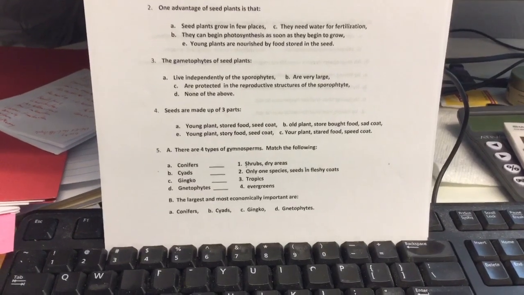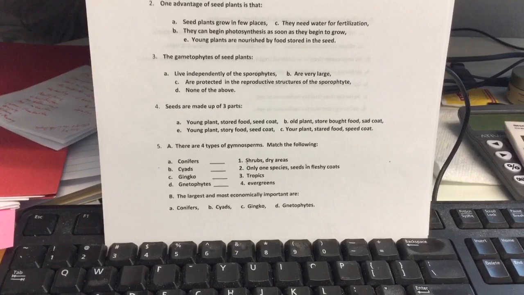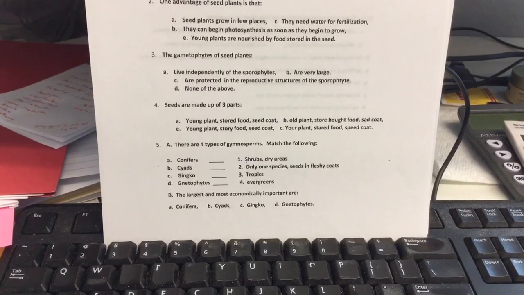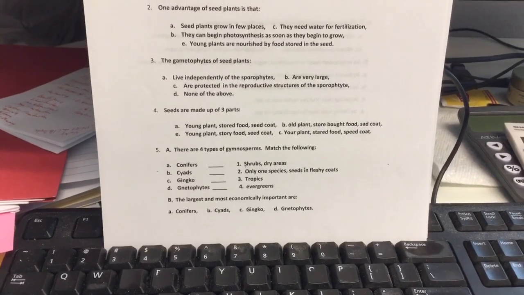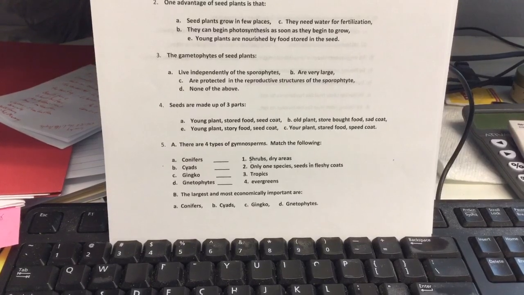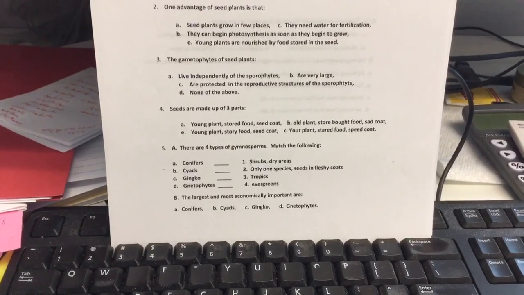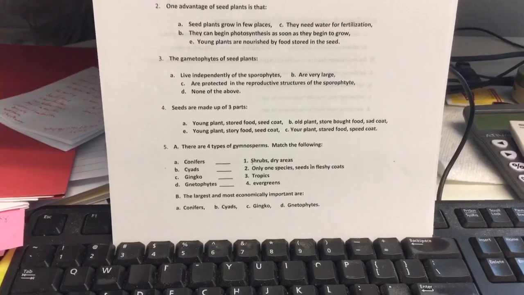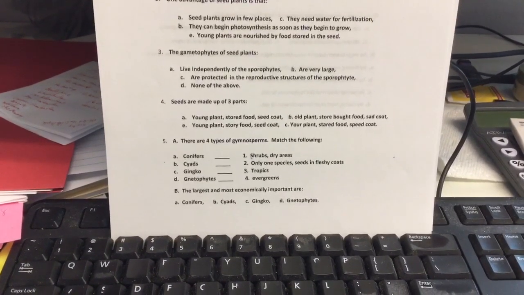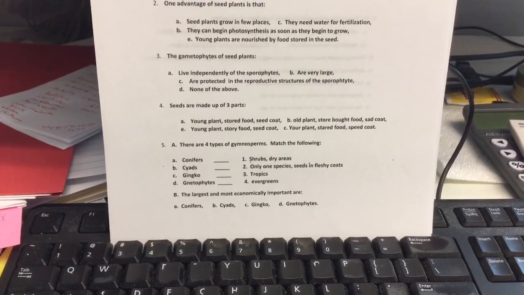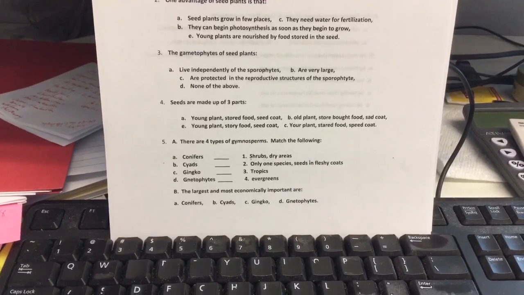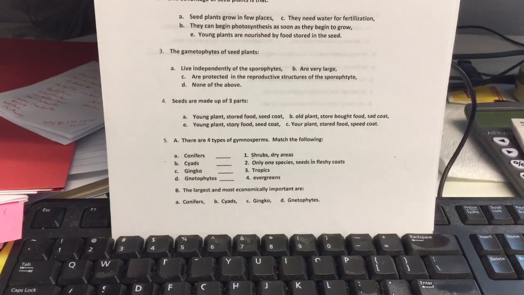But also, if you read the questions carefully, I actually only gave one good answer. It's not going to be an old plant, or store-bought food, or a sad coat. It's not going to be story food in E, maybe a young plant in a seed coat. C, your plant? No. Stared food doesn't even make any sense. Speed coat? I don't know what that would be. But I do know the answer is A. Seeds are made up of 3 parts: young plant, stored food, and seed coat.